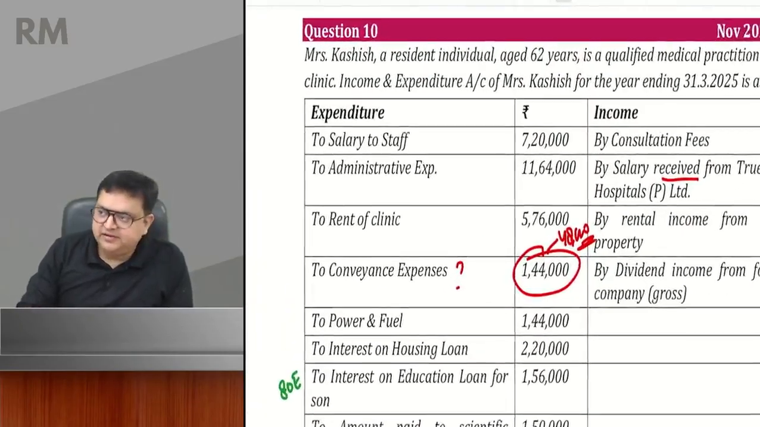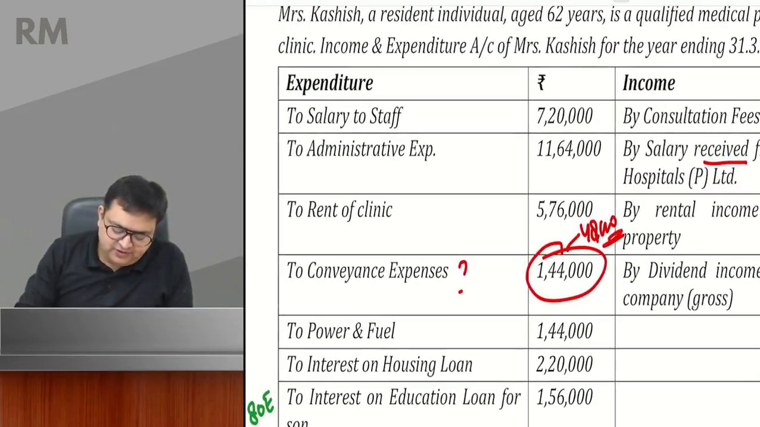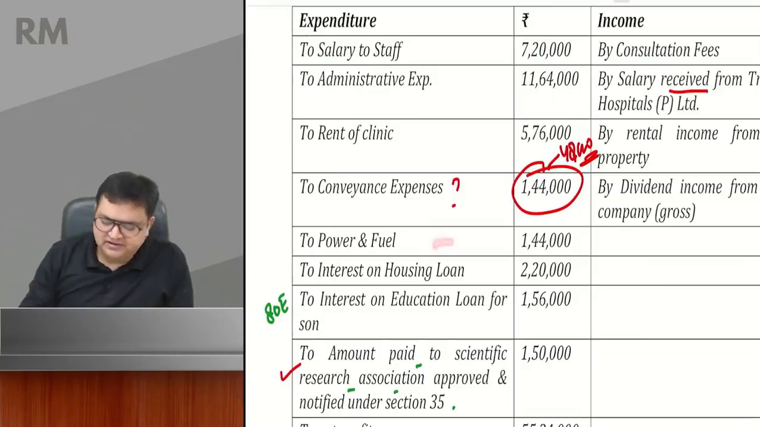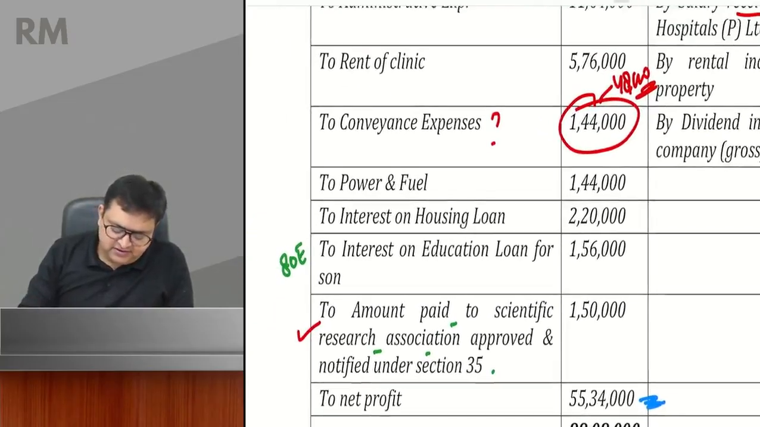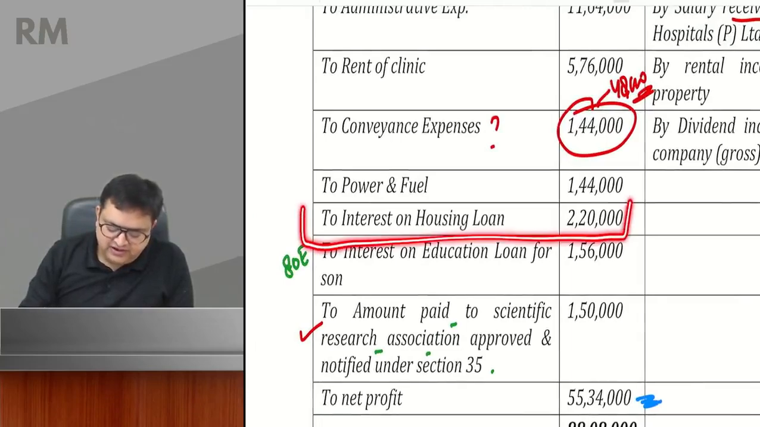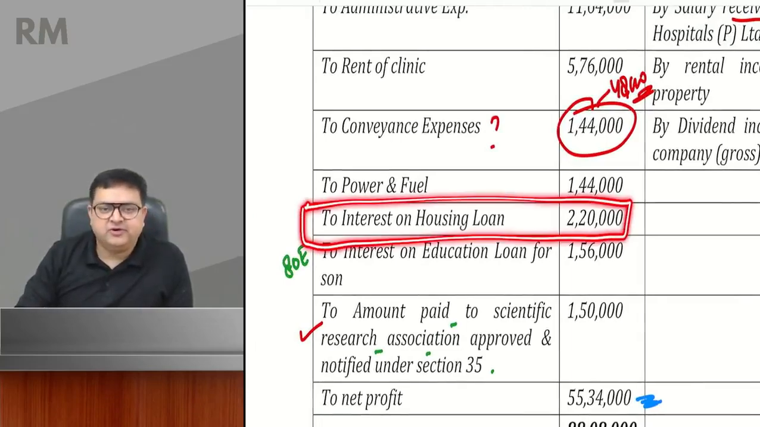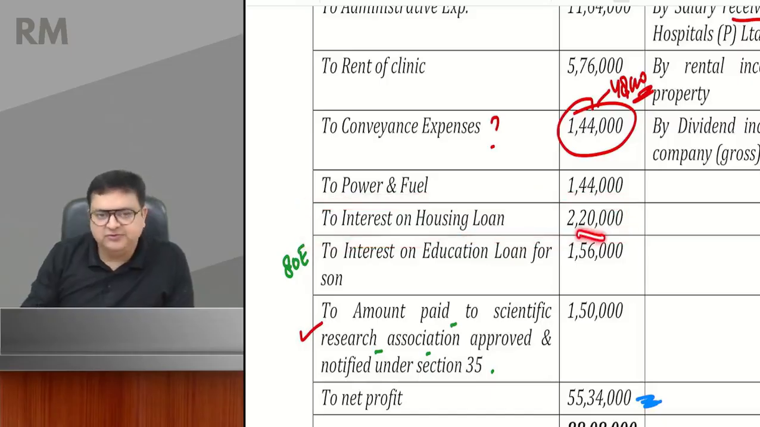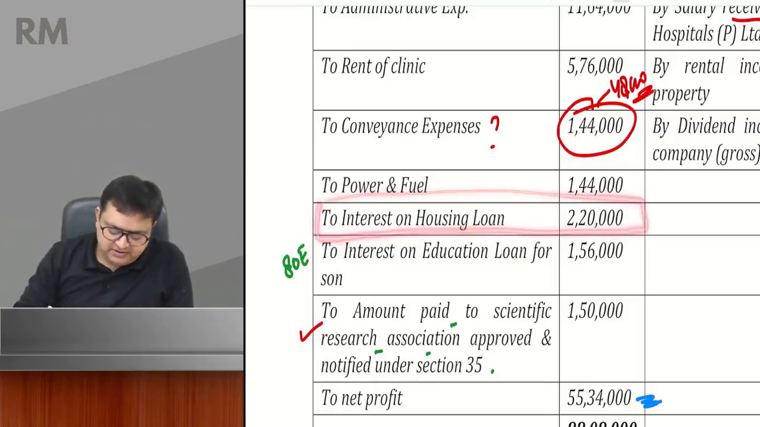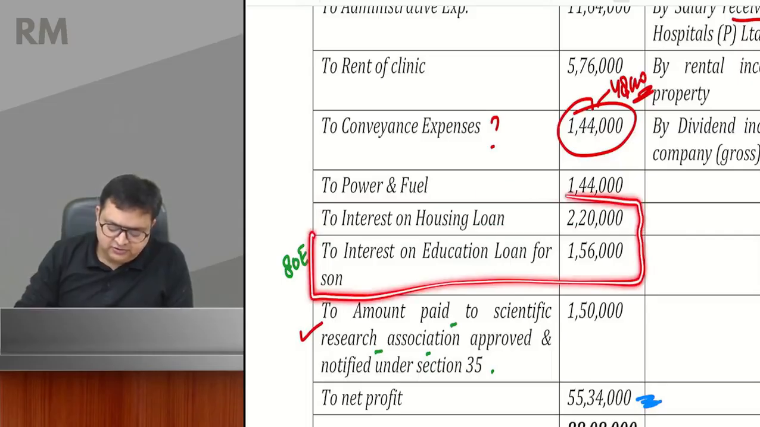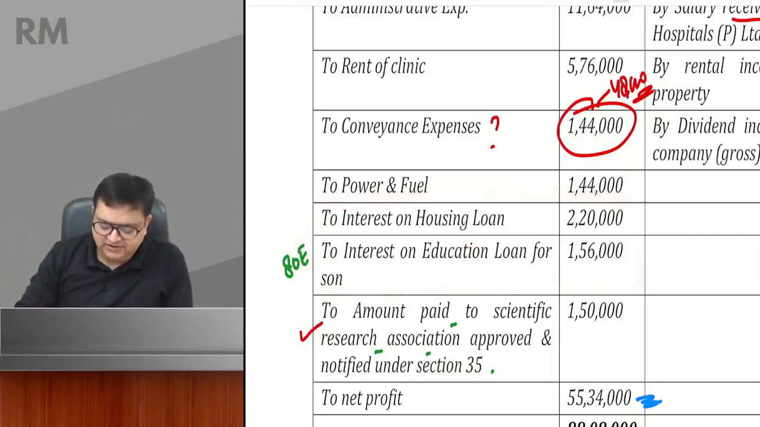Okay, look at the debit side. Salary to staff, we are okay. Admin expenses, rent of clinic, conveyance expenses. Car and fuel, there is an adjustment, but that we will see there. Interest on housing loan. Right now we know that this interest on housing loan is for house property. 2,20,000 rupees we have seen, 1,20,000 and 1 lakh. So first of all, it is not a PGBP. Interest on education loan, this is also not PGBP. One is house property, this is personal. So just add them, both of them. Add them 220 and 156.